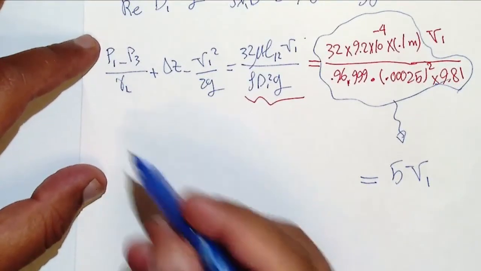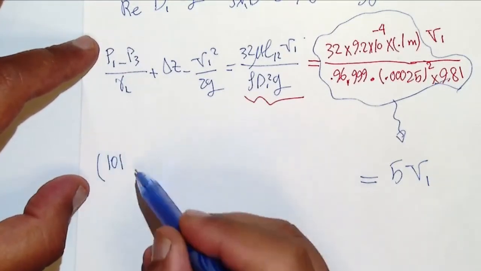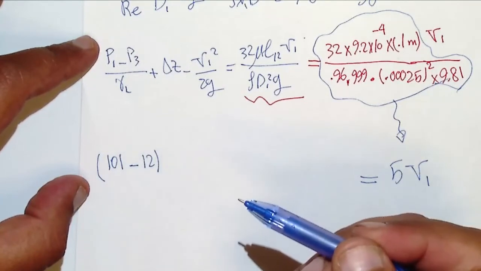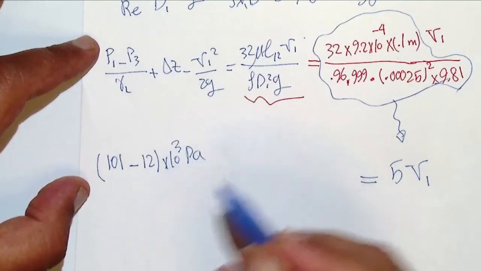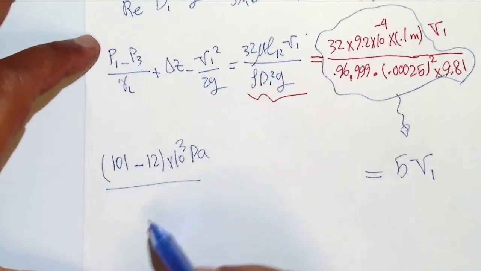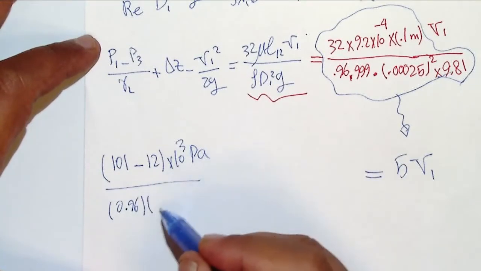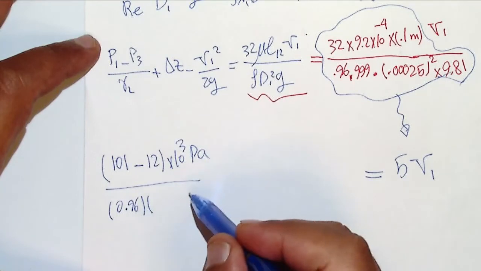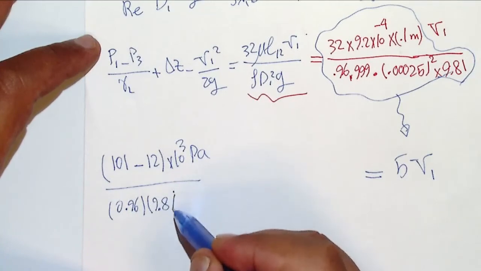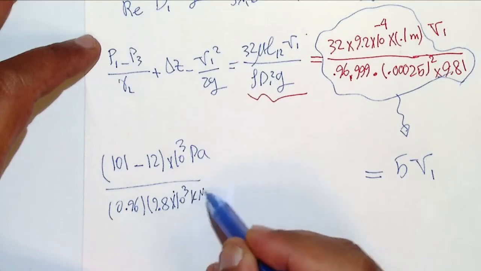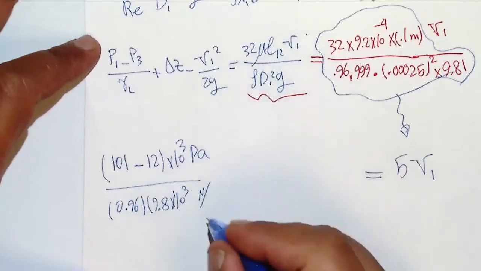What else? P1 here is going to be 101, the given atmospheric pressure, minus 12 kilopascal for P3, which is the vapor pressure. You also have to multiply by 10 to the power of 3 to have Pascal, over gamma. Gamma is 0.96 or SG times g, 9.81, multiplied by 999, which is your gamma of liquid, going to be 9.8 times 10 to the power of 3 newton per meter cube.